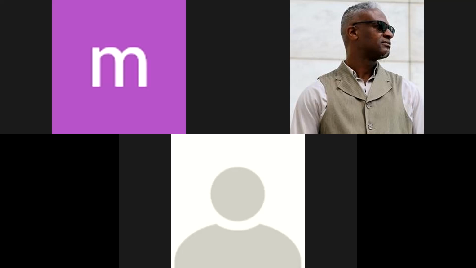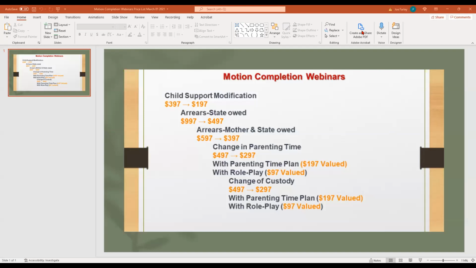The next step is to have us walk through this at a scheduled time. These are the different motions that you need to fill out. If you have a child support modification, this is the motion form you have, and you get a discounted rate. If the arrears are owed only to the state, it costs nearly $1,000, and we do it for $497.